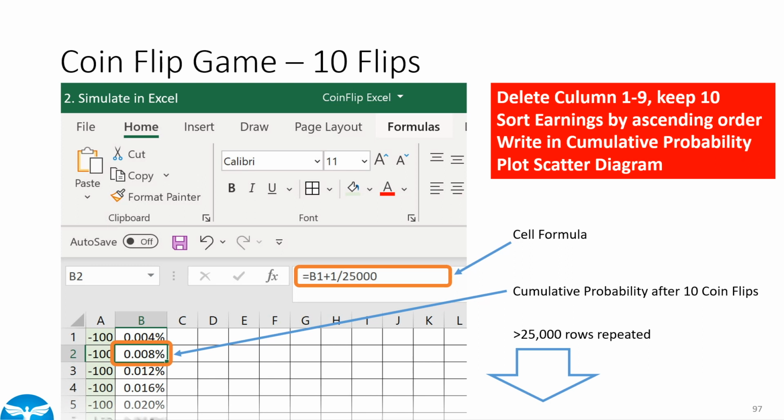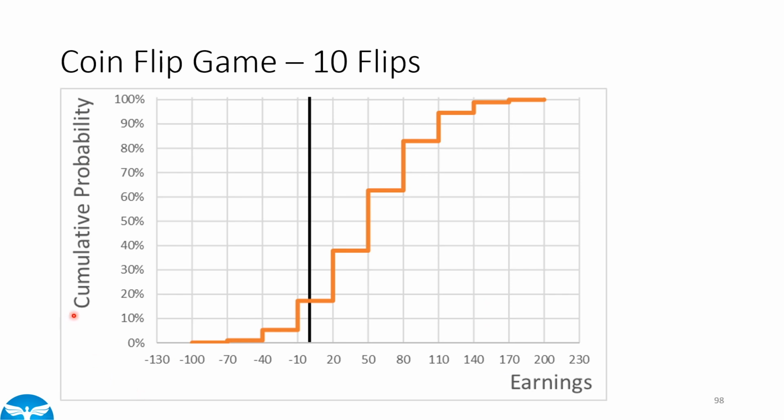And then I can plot a diagram. And this is the diagram for the 10 consecutive coin flips. And you can see that there's a very little probability that I will lose $100. And then here it looks like it's about 17% probability that I will actually lose money. And then beyond that, I will have various probabilities to make money. The probability of making 200 is very, very slim, as you can see here.